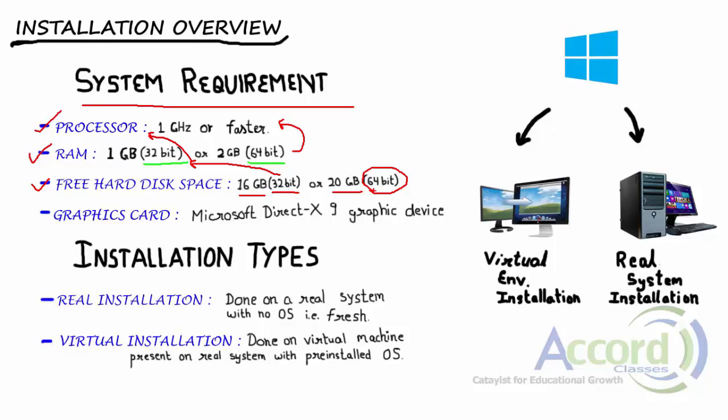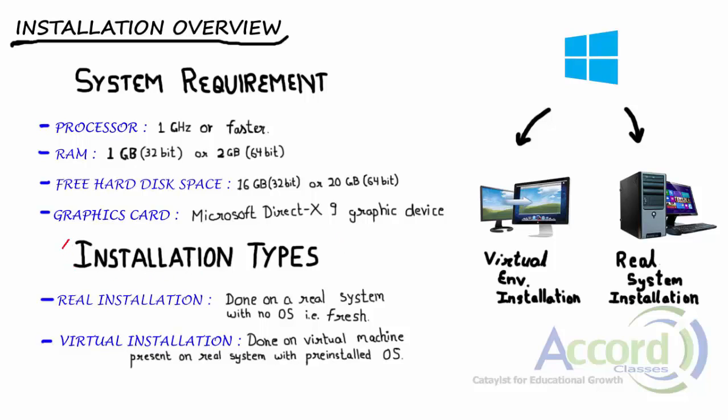Last is the graphic card. Microsoft DX9, that is DirectX 9, is a collection of application program interfaces for handling tasks related to multimedia, especially game programming and video on Microsoft platforms. So make sure your graphic card or onboard graphic is DirectX 9 enabled. There are some basic needs that you need to check and you're good to go.